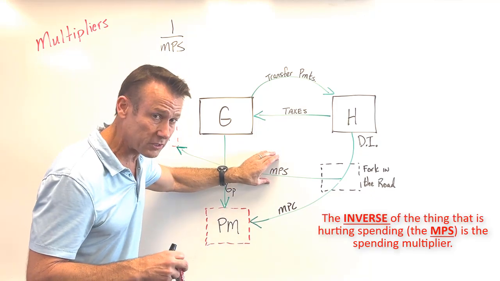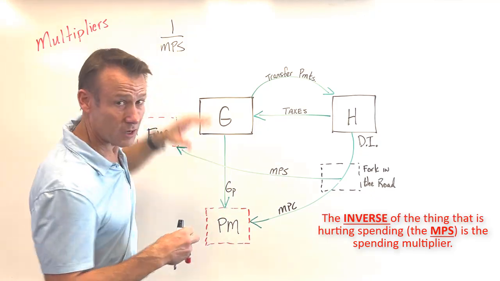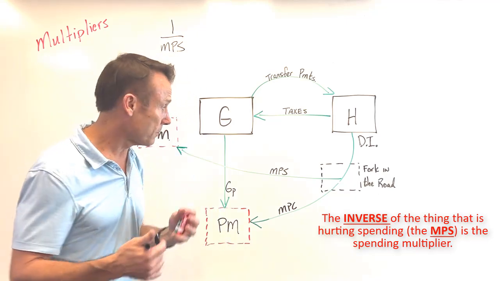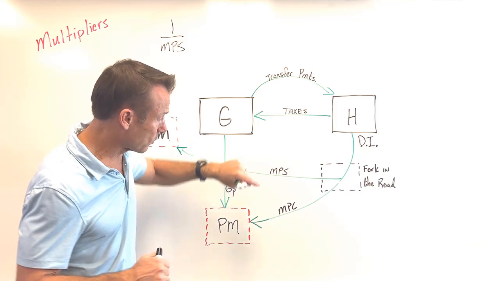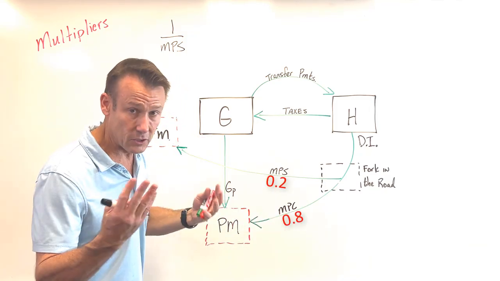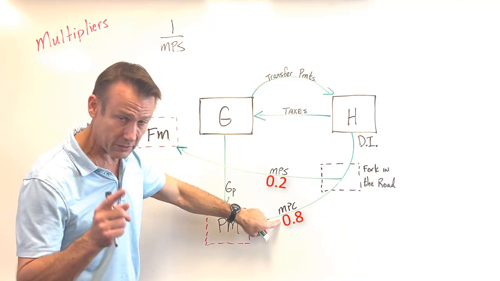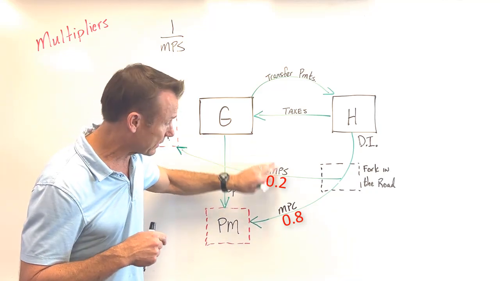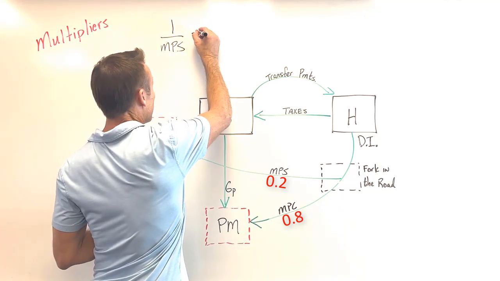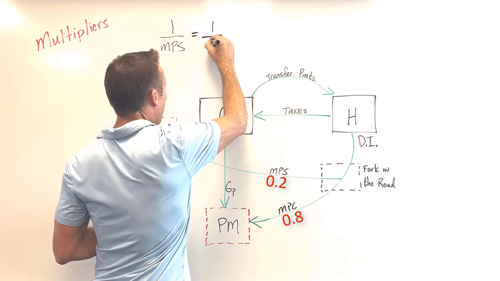This is the thing that's hurting spending. So if we take the inverse of it, you get the spending multiplier. Okay, let's give some example numbers. For this whole video, we're going to say 0.2 right here and 0.8. In fact, you should know that, right? If I say 0.2, you're already thinking, hopefully, hey, that's got to be 0.8, because add these two together and it equals 1. So with that said, we're going to say, okay, that makes this 1 over 0.2.